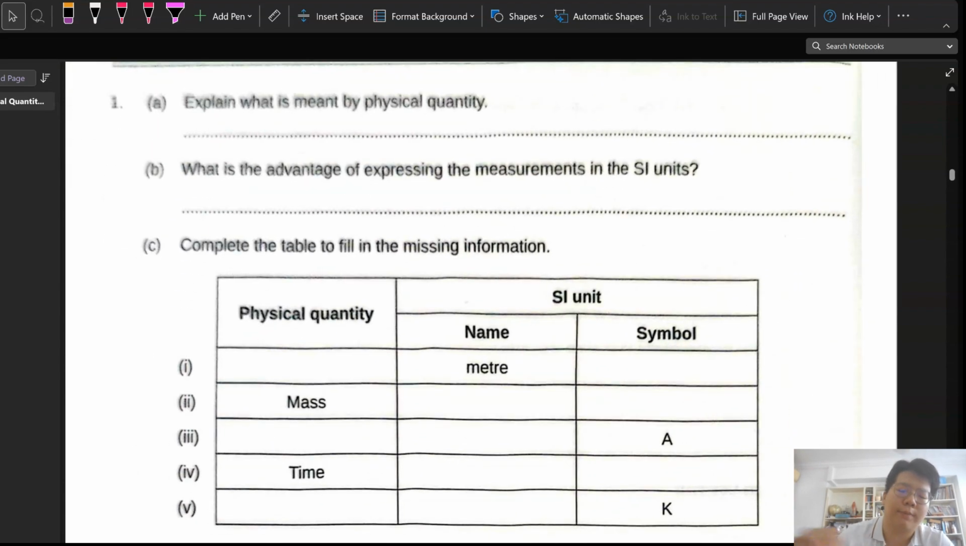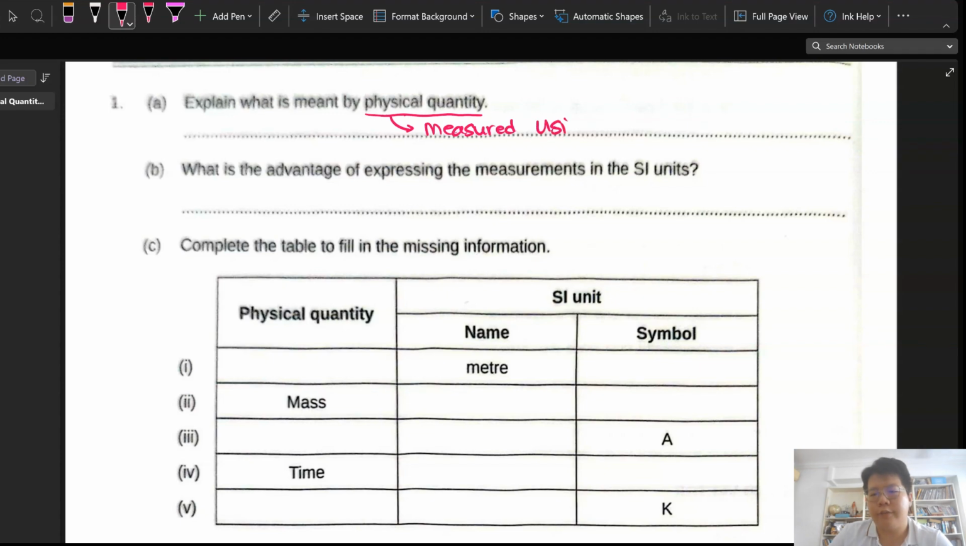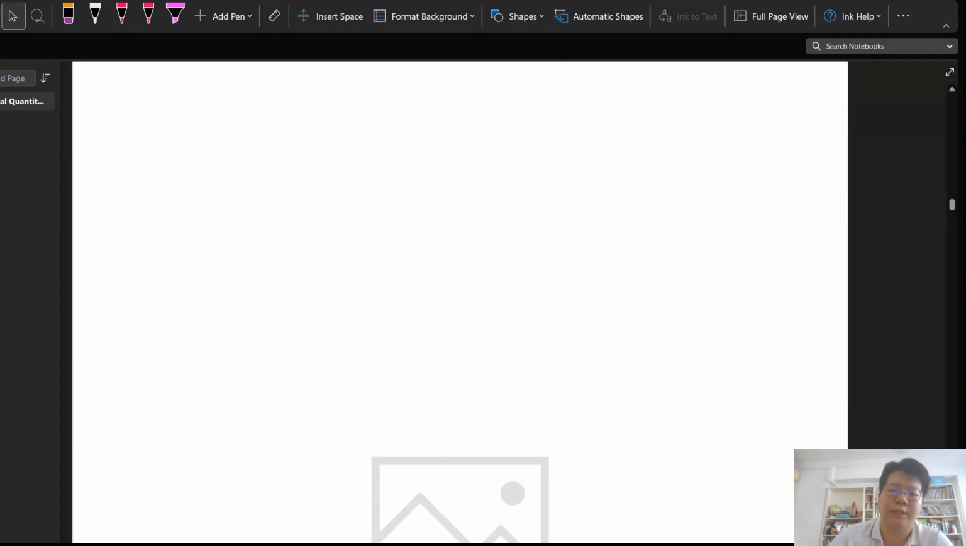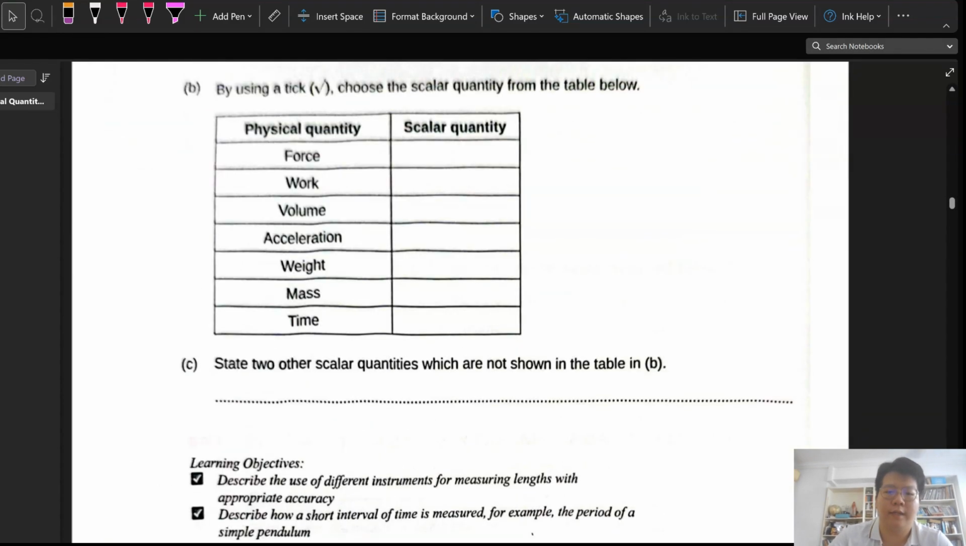First of all, explain what is meant by a physical quantity. So just remember the definition for physical quantity is basically anything that is able to be measured using a measuring instrument. So for example, your volume can be measured using a volumetric flask or a beaker. So this is the definition. Can be measured using a measuring device. Okay, so I won't be focusing on these questions. I'll just be focusing on theory and state.